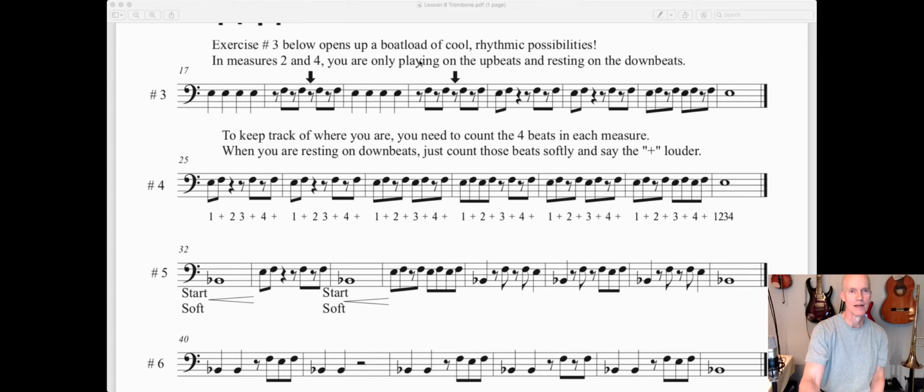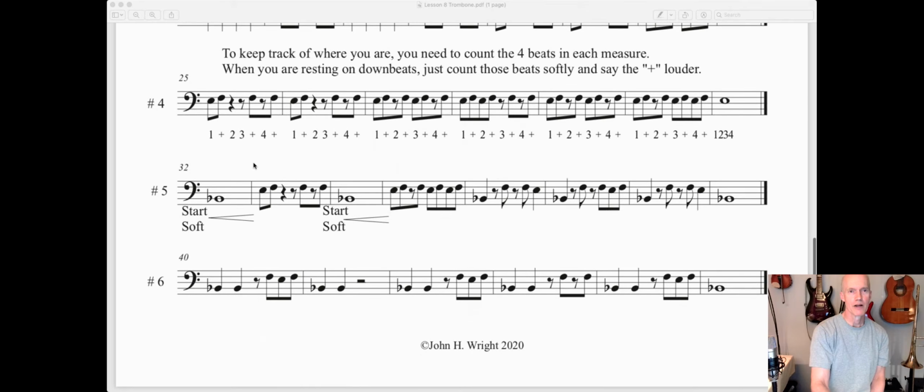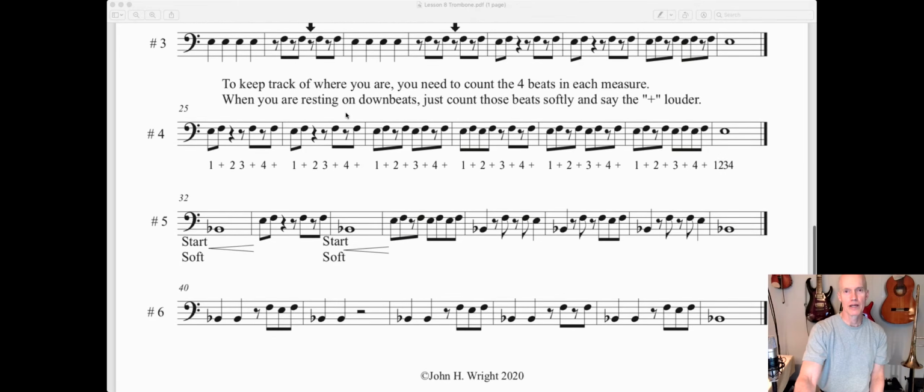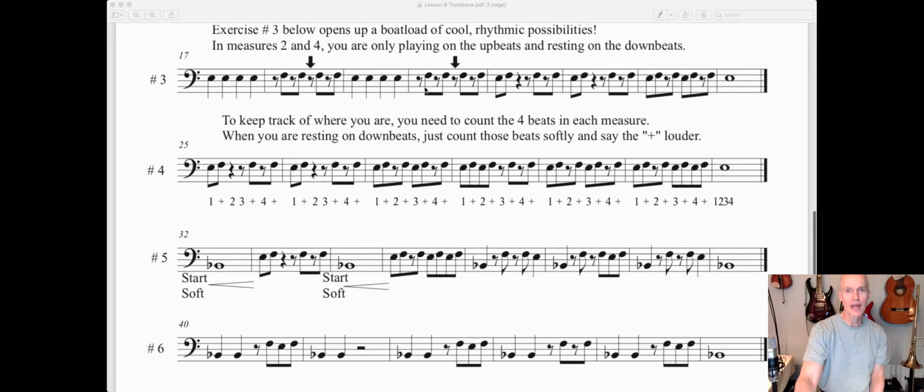All right. So this is cool right here. Now, like I say right here, to keep track of where you are, you just need to count the 4 beats in each measure. And when you're resting on the downbeats, you just count those beats softly and say the "and" louder, like up here: 1 and 2 and 3 and 4 and, right?